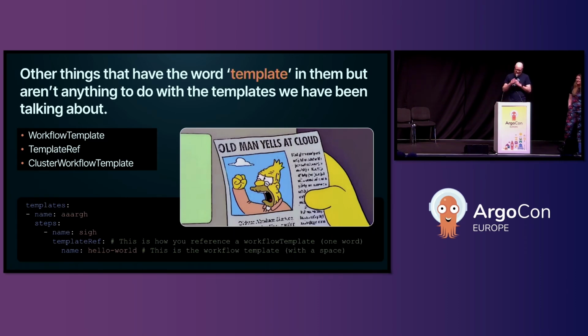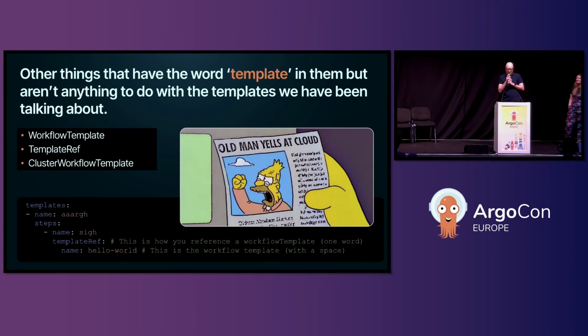There's also cluster workflow templates. They're equally unhelpfully called cluster-template in the CLI, which are workflowTemplates, one word, which are cluster scoped instead of namespace scoped. So cluster workflow templates will contain workflow templates with a space. They may call cluster workflowTemplates, one word. They may also call workflowTemplates, also one word, which in turn may contain workflow templates with a space.